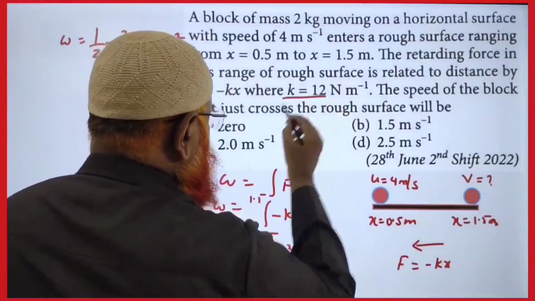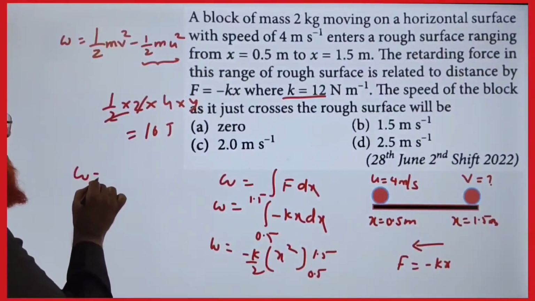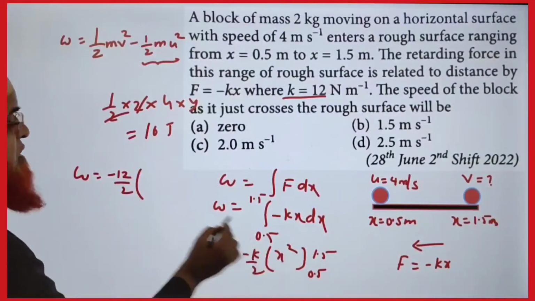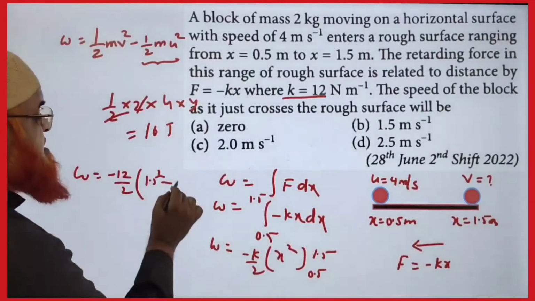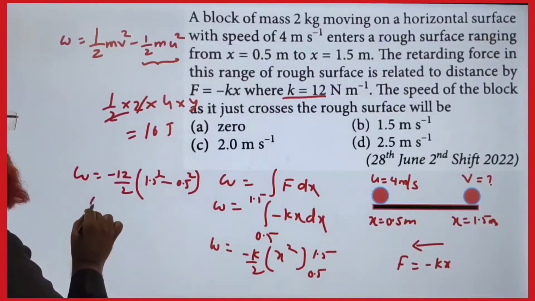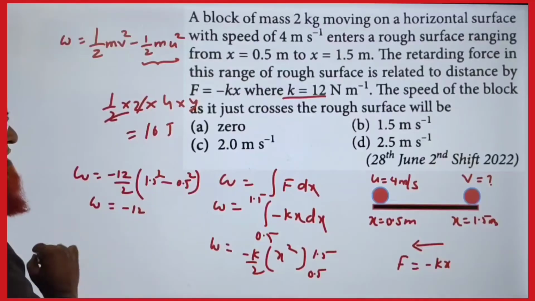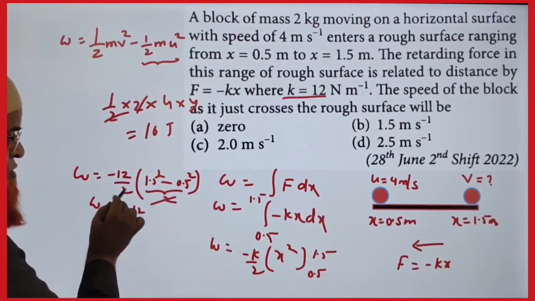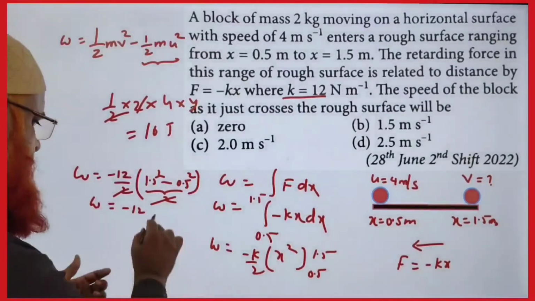So what is the value of k here? K is nothing but 12. So therefore work done is equal to minus 12 by 2. Here you have to substitute 1.5 whole square minus 0.5 whole square. So finally we are getting how much? Minus 12 as the answer, because this is going to be 2. So the 2 gets cancelled. You are getting minus 12 joules as an answer.